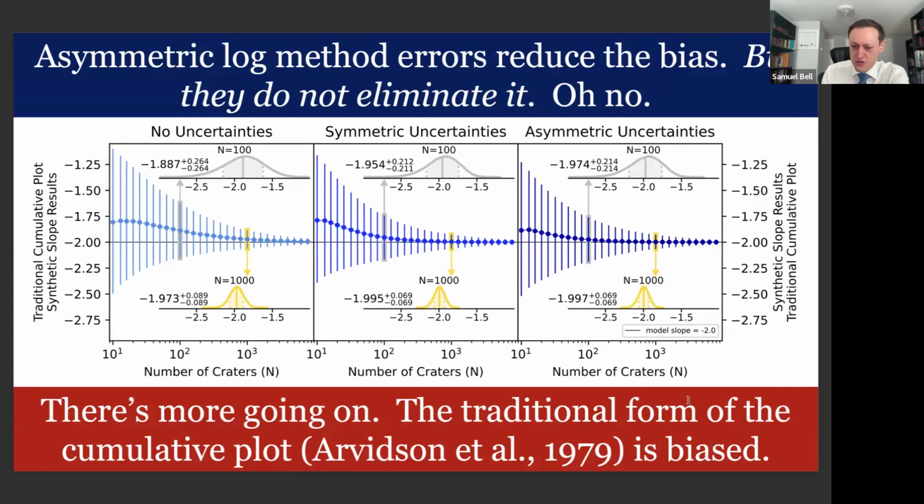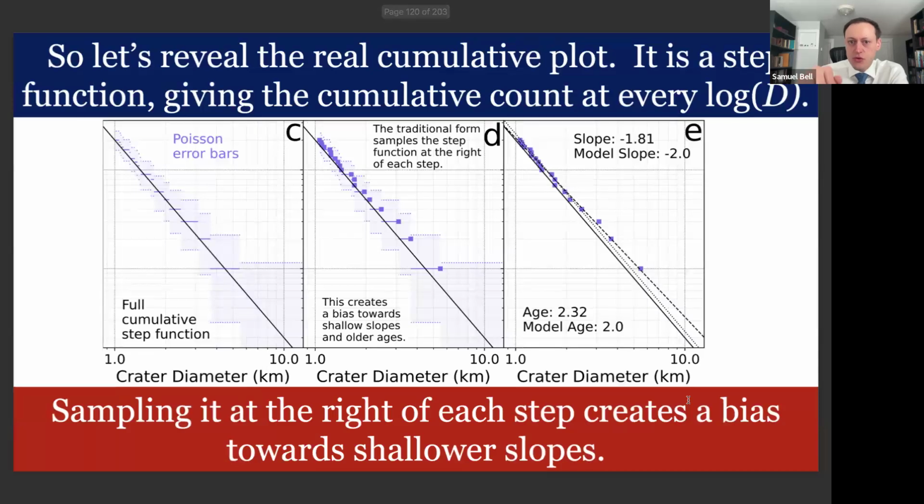and in fact, the cumulative plot, as you have always known it, the traditional form of the cumulative plot, what Arvidsson et al. 1979 codified in the Crater Analysis Techniques Working Group, that's biased. So let's reveal the real cumulative plot. It is a step function giving the cumulative count at every log of D. Sampling it at the right of each step where the craters are creates a bias towards shallower slopes.